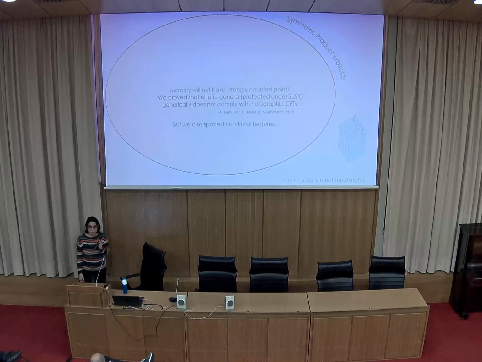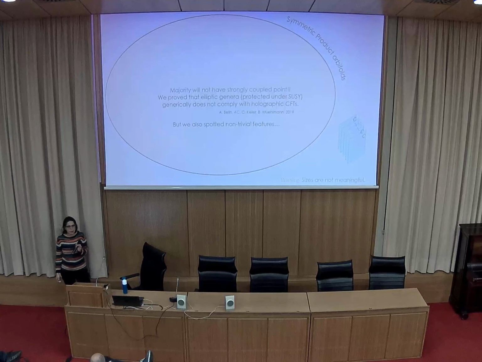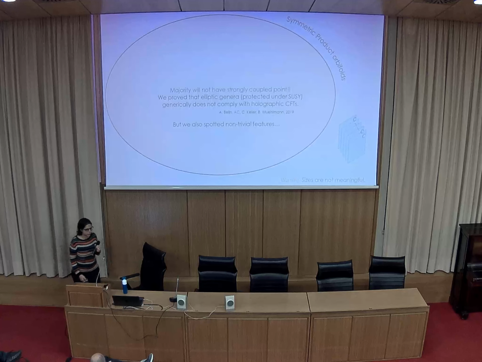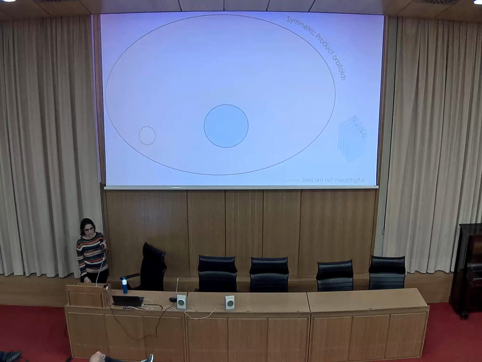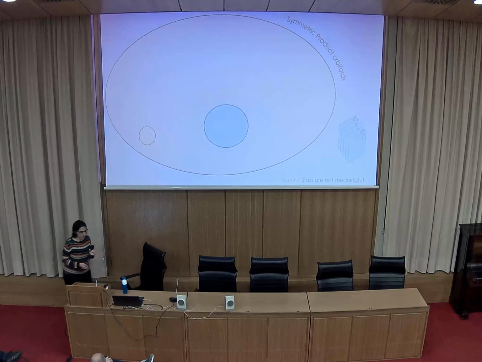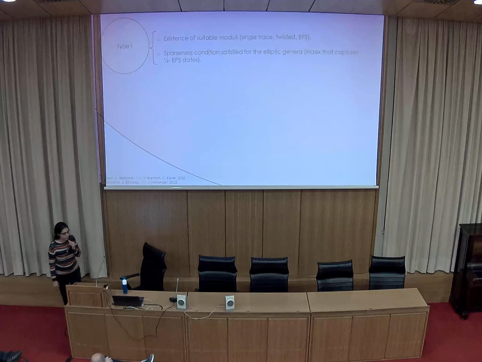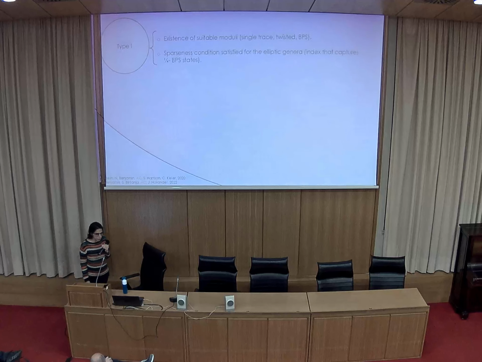But there were some nice features, because we know that at least D1-D5 things worked. So at least there's one point in this circle where things should be okay. And so we actually found two different types of things that would happen, that I'm illustrating here by these circles. And the sizes are characteristic of what's happening. So there was a small circle that we called type 1 theories, where you do have moduli. There are single trace twisted BPS states that could define my cloud.